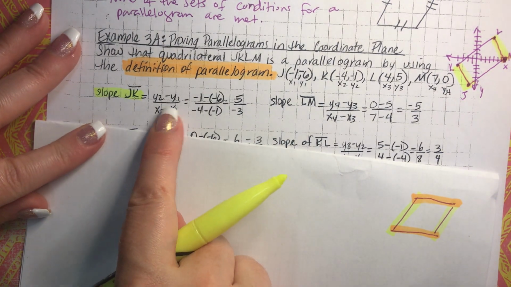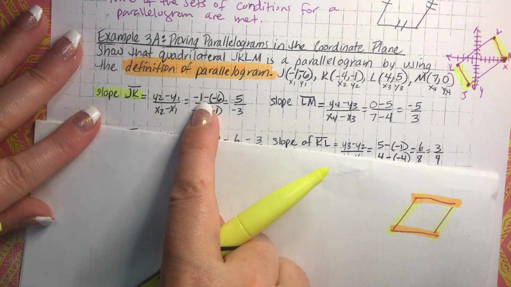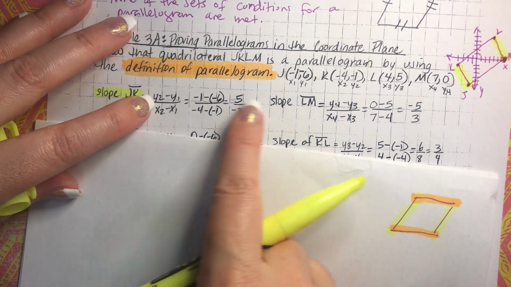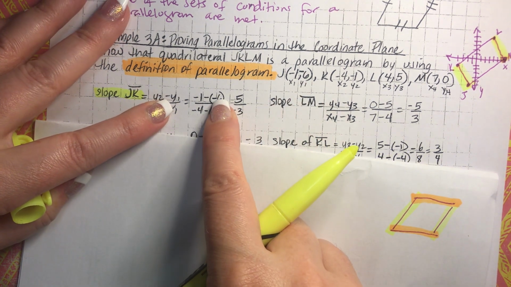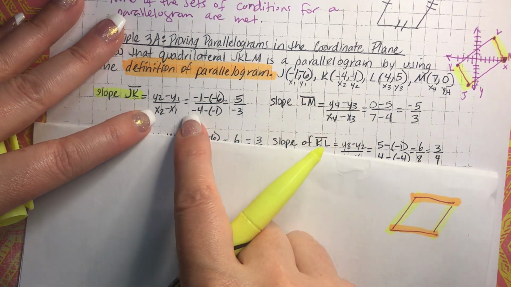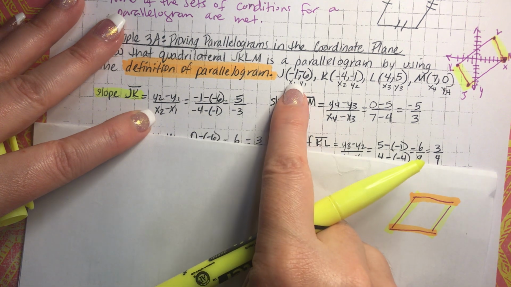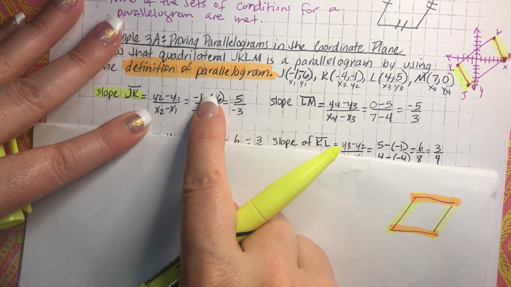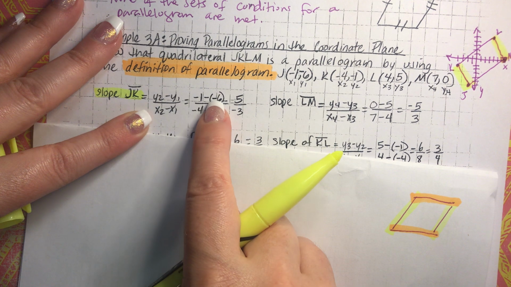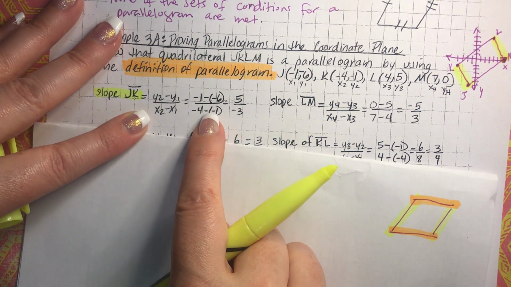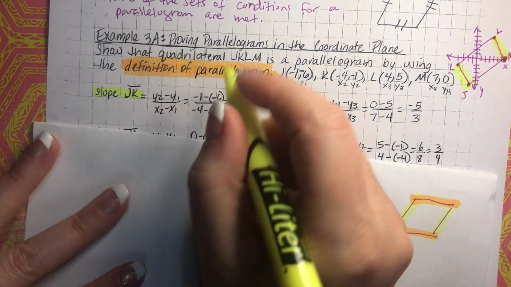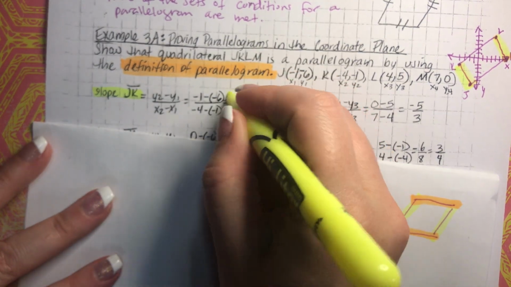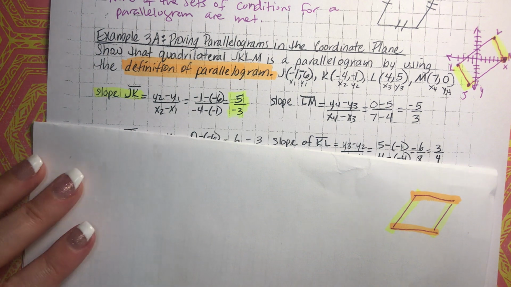And I got my y2 minus y1 all over x2 minus x1. We go ahead and substitute in those points. y2 is -1 minus y1 is -6. My x2 is -4 minus my x1 is -1. Those two become positive, so we have -1 plus 6, which is 5. Those two become positive. -4 plus 1 is -3. So that's our slope there. Our slope of JK is 5 over -3.